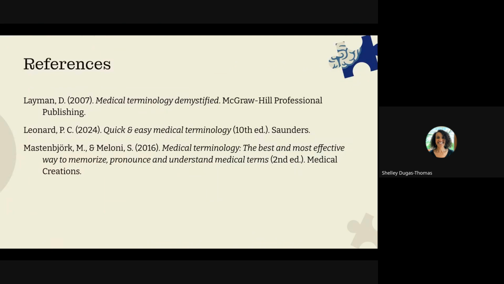And here are the references. So please cross-reference these slides with your assigned readings, specifically the 10th edition of Leonard's Quick and Easy Medical Terminology. You also want to use the reinforcement exercises in the book as well as the Google Notebook that I provide to enhance your retention of these concepts and terms.